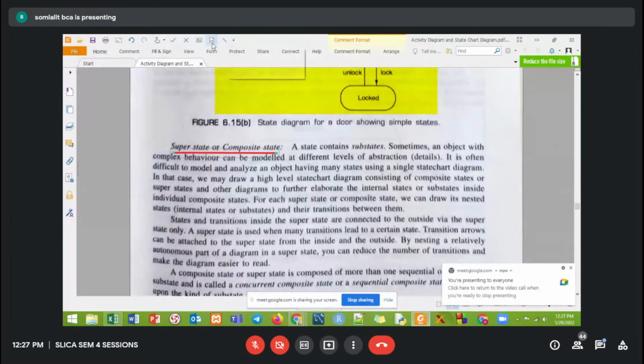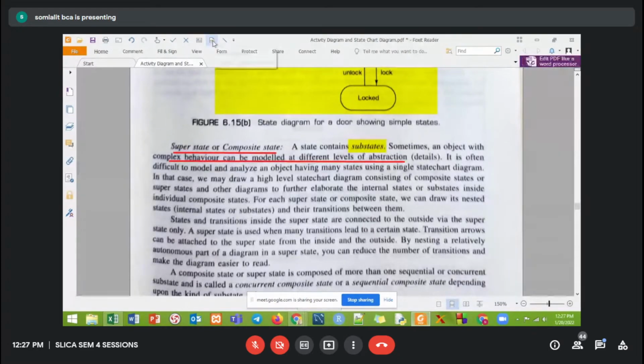A state which contains substates is basically known as a composite state. Here the behavior is going to be complex, modeling will be complex, and different levels of abstraction, higher levels of abstraction, can be implemented. So we will have the internal states or substates, and we will have the super state. Super state means the main state, we studied super class. So we will have the super state or the composite state.